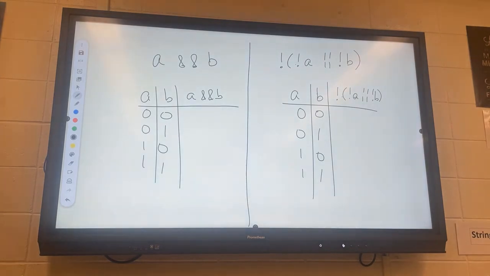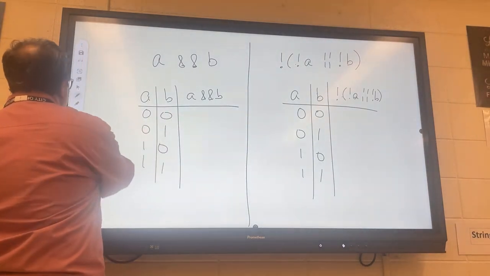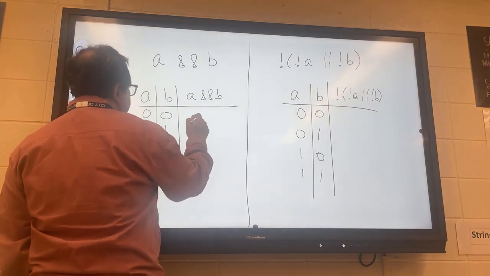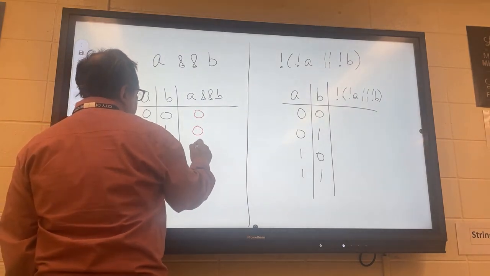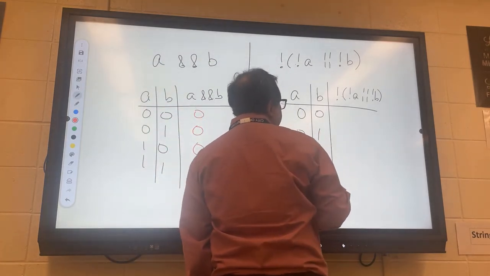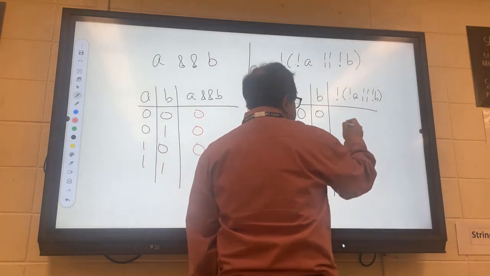Okay, Ms. Misson, can you help me with this one here? What are the outputs here for this configuration? And what did you get for this one, miss? I was still working on it, but I think it's the same. Okay, it is the same.